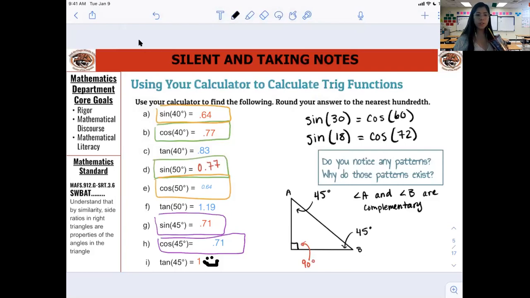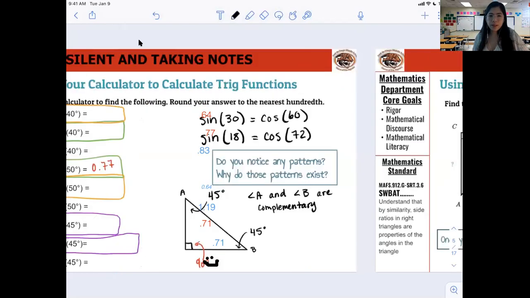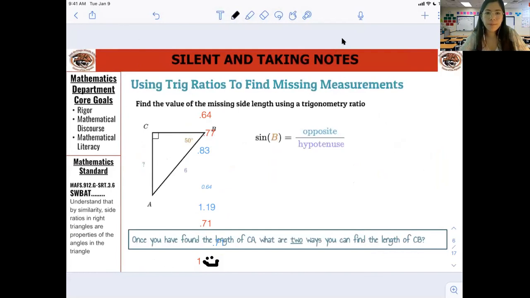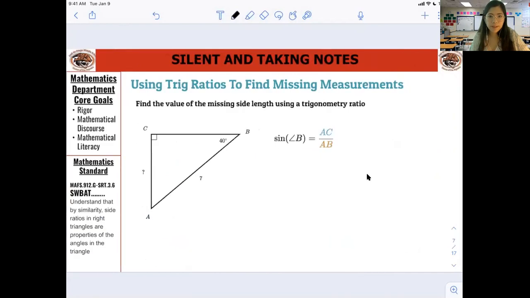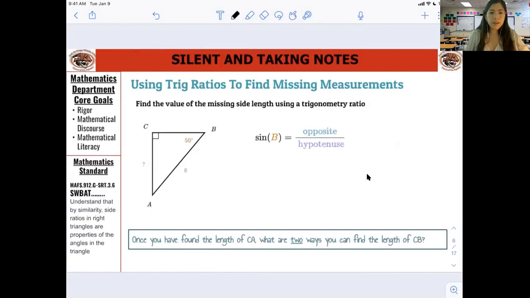But any questions on this page? Any questions on using your calculator too? Did anyone have any difficulty? Anybody got different answers and they're not sure why? You just didn't round it properly. Okay, that's fine. That's another issue. Okay, cool.